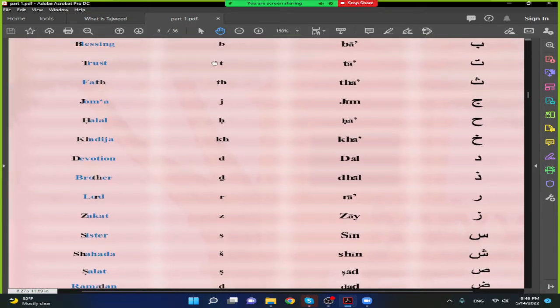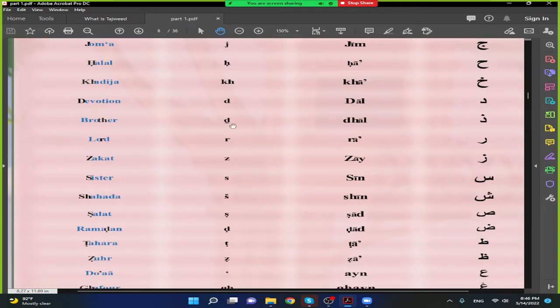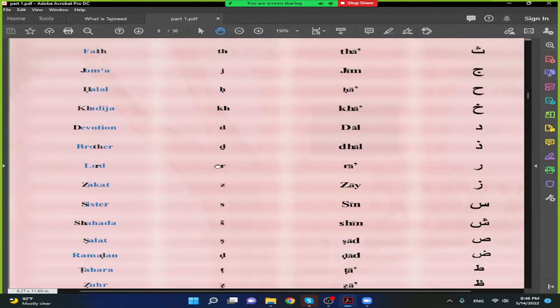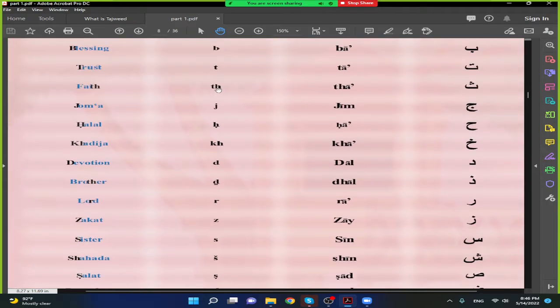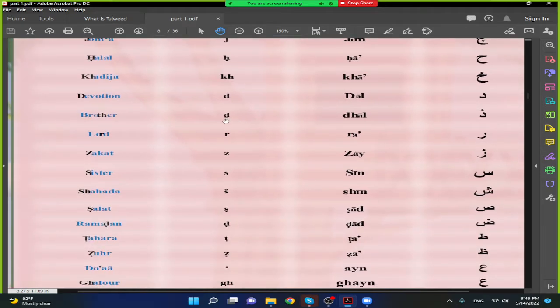So there are two changes you have to remember. For Sa, instead of saying TH, I will say the S for Sa. And for Zal, instead of D, I will say Z. Do you understand that? Yes. So for Sa, I'm not going to say TH, I'm going to say S for Sa. For Zal, I'm not going to say D, I'm going to say Z. D, I'm going to say for the Dal. Do you understand that? Yes.